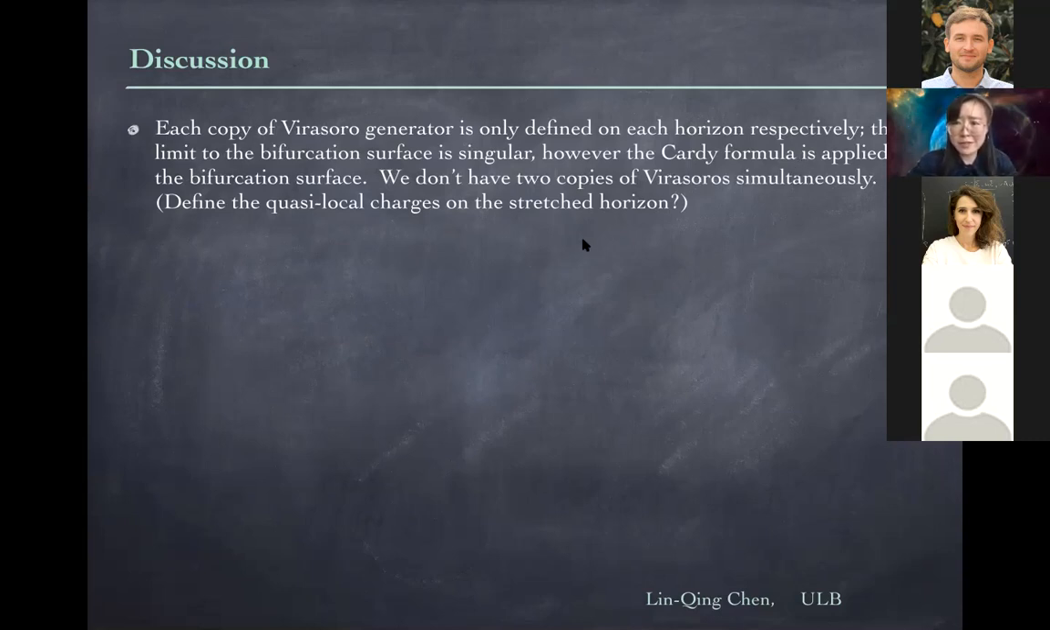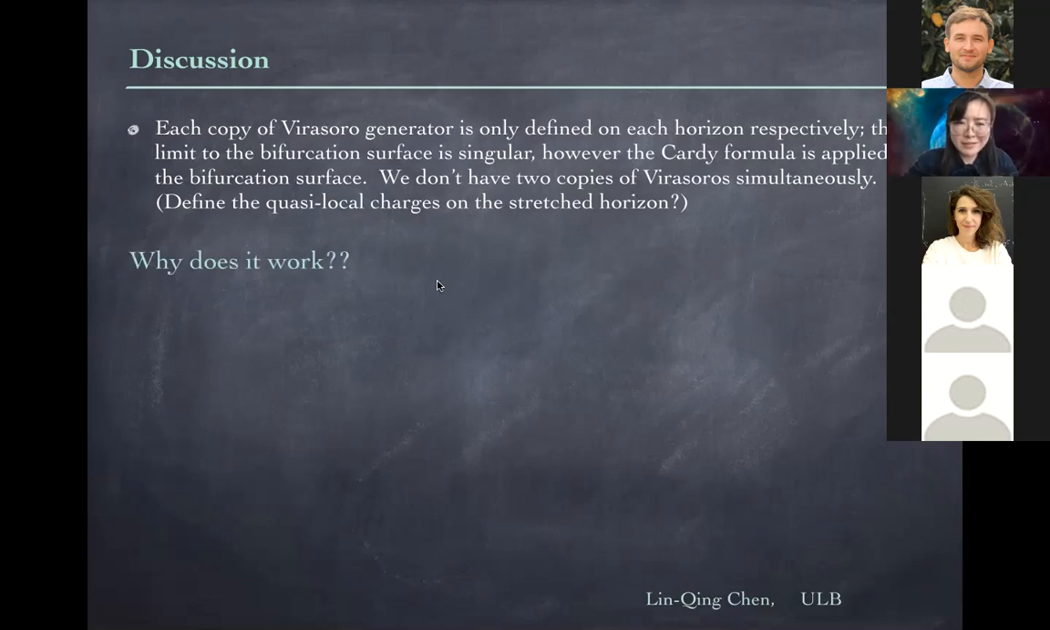However, the Cardy formula is applied on the bifurcation surface, but we don't have two copies of Virasoro simultaneously. We only use the central charge result that would agree on the bifurcation surface and then apply the Cardy formula. So this is a very unsatisfactory point for me. So probably we need to define the quasi-local charges on the stretch horizon, to look a bit away from the bifurcation surface to see whether the two copies of Virasoro can coexist.